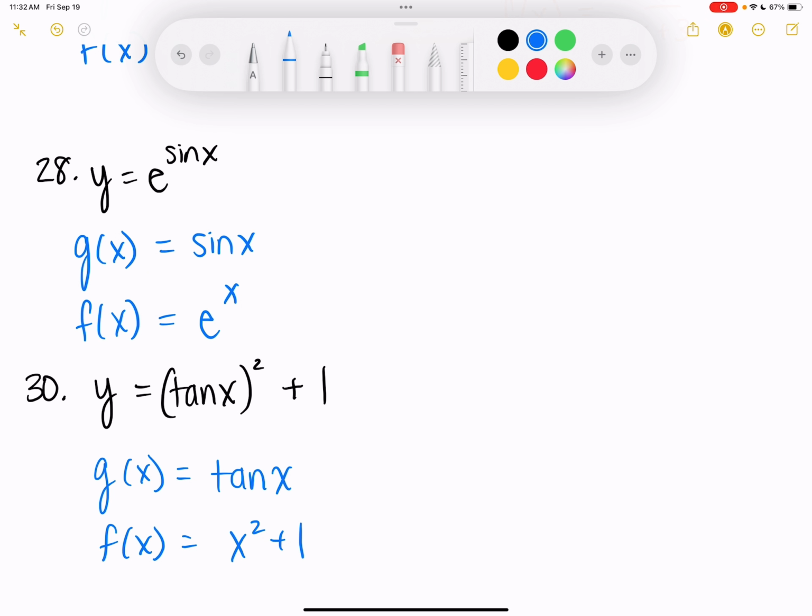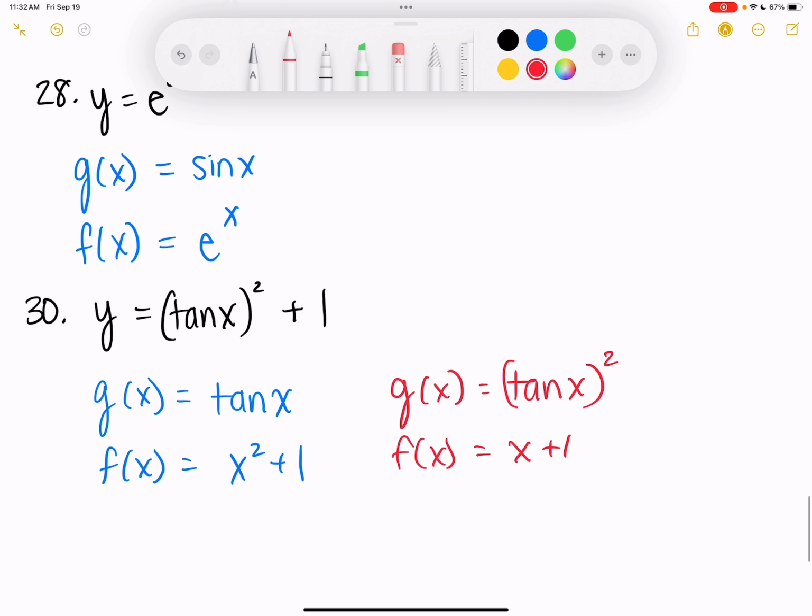Could g of x also be tangent of x squared and then f of x would just be x plus 1? Yep, so that's another option. Just make sure you write it correctly. Either put the parentheses with the square on the outside like they have it, or put the square inside. And then f of x would be x plus 1. These should be the easiest problems.